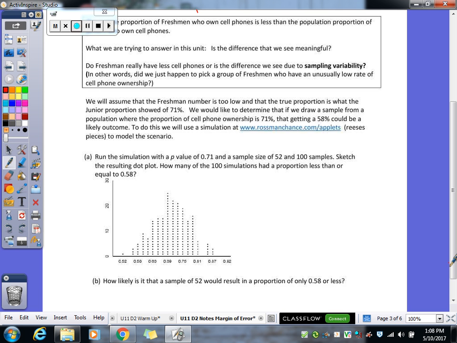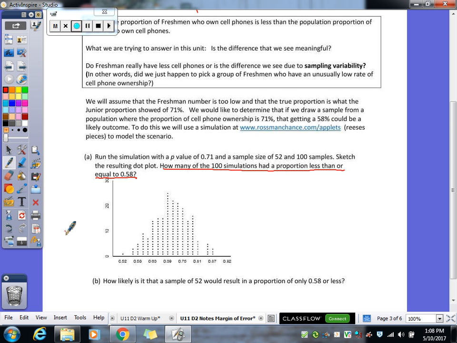So we will assume that the freshman number is too low and that the true proportion is what the junior proportion showed, 71%. We would like to determine that if we draw a sample from a population where the proportion of cell phone ownership is 71%, that getting a 58% could be a likely outcome. That's what we're trying to figure out. So I ran a simulation down here for you. We got this beautiful sampling distribution. They want to know how many of the 100 simulations had a proportion less than or equal to 58.